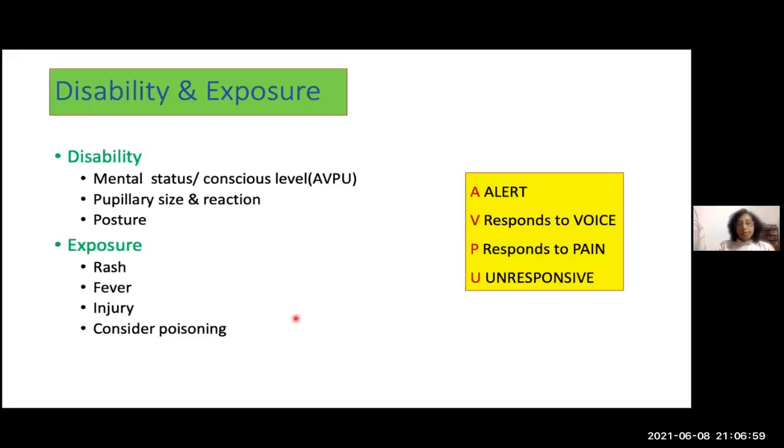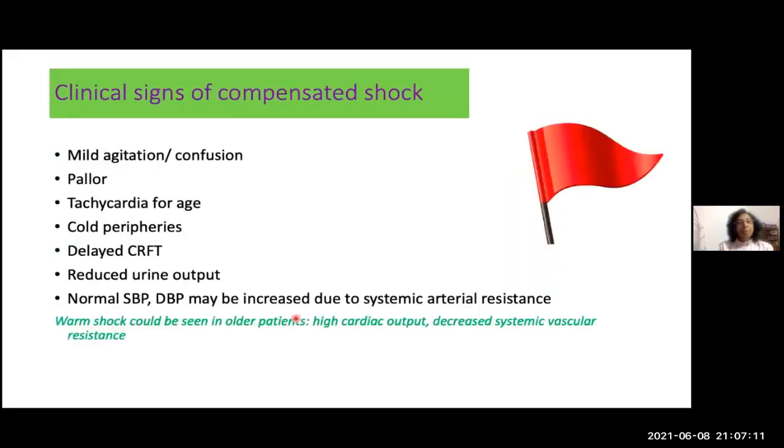And adequately expose the child to identify any rashes that are associated with the illness, and look for any other relevant features. So what are the features or clinical signs of compensated shock? If a child is agitated or confused, that indicates there may be cerebral hypoxia. Presence of pallor, tachycardia, cold peripheries, and delayed cap refill time all indicate that there is impending circulatory failure. Right? Reduced urine output, right? And with a normal systolic blood pressure, if the diastolic blood pressure is increased, that could be due to increased systemic arterial resistance due to volume contraction. So all these features may indicate compensated shock. So it's cold shock.